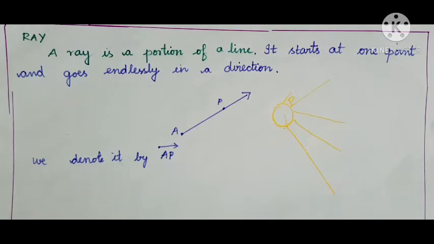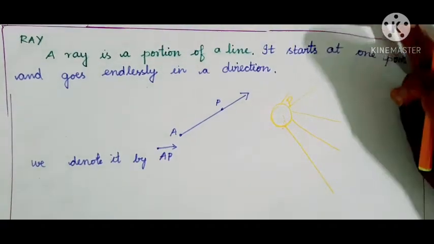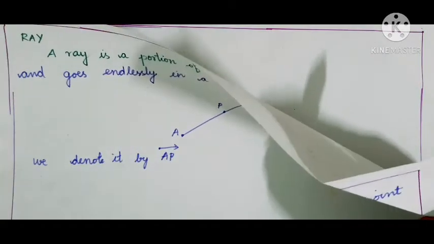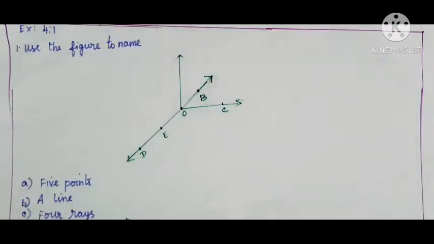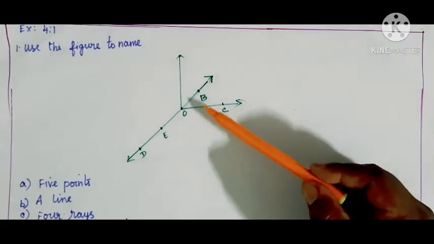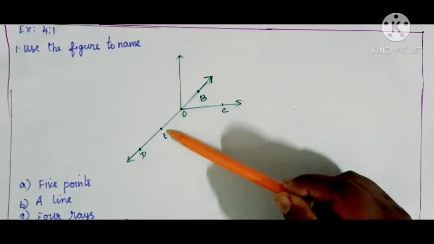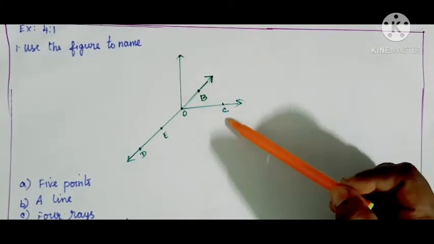Now we are going to see exercise 4.1. You can take page number 74 and write the answer on that page itself. Take your pencil and mark it. See, this is the picture given there. Here the letter O is the starting point: O, E, D, B and C.